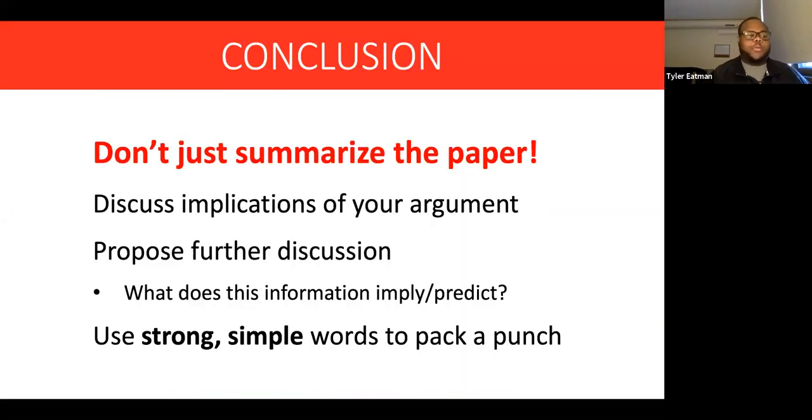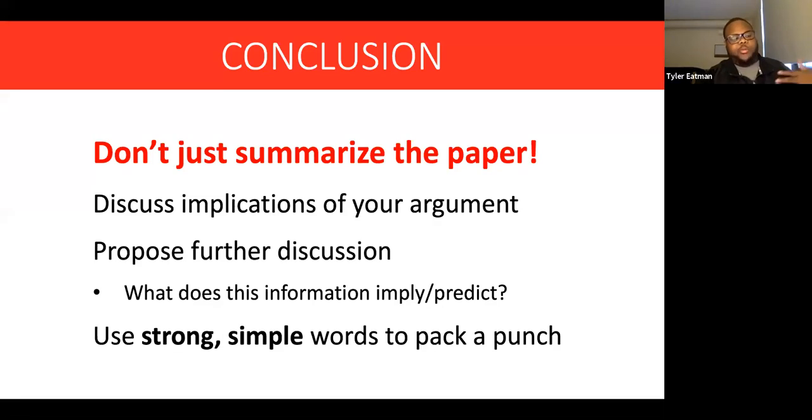So for the conclusion, don't just summarize the paper. That's somewhat what a conclusion is for, but a conclusion is just to finally talk about what your perspective is on this, and to sum up some little points, not the whole entire paper, but some points that you want to really reflect on as they finish reading your paper. So discuss implications of your argument.